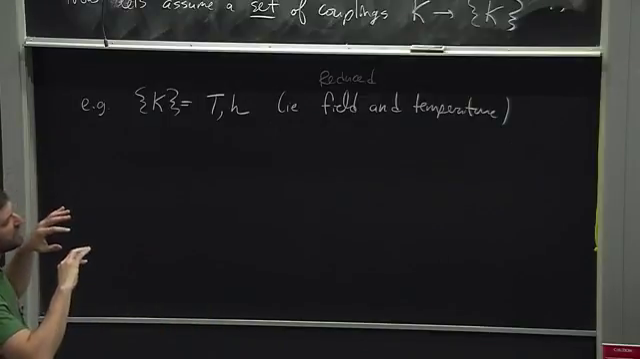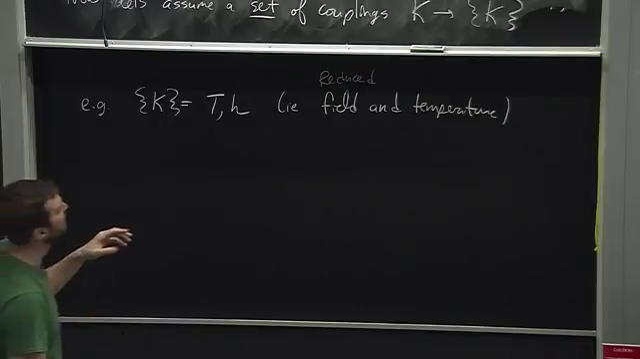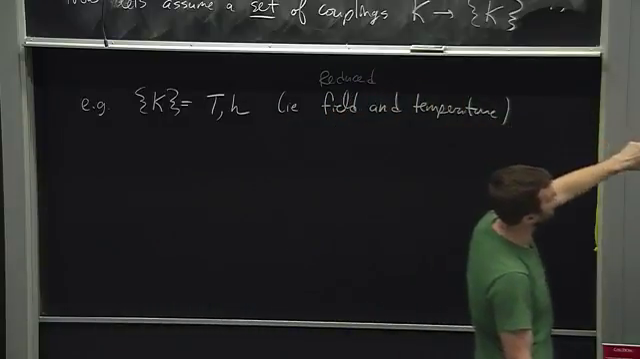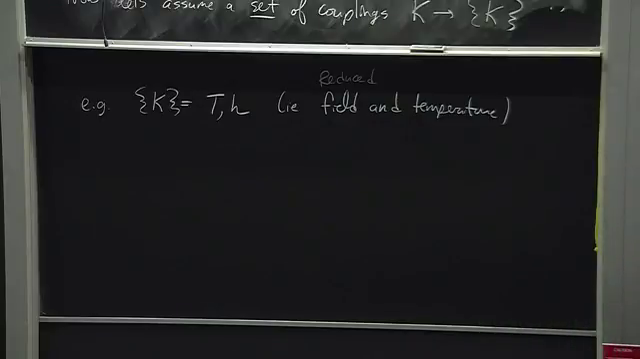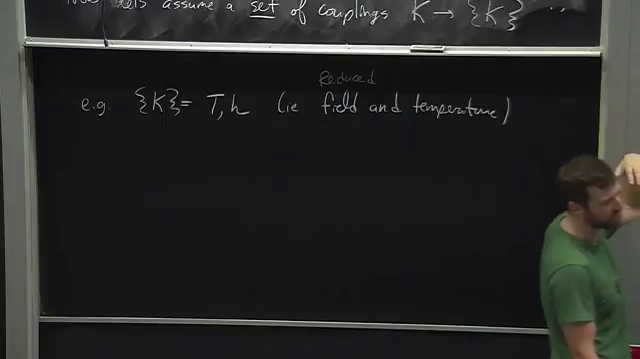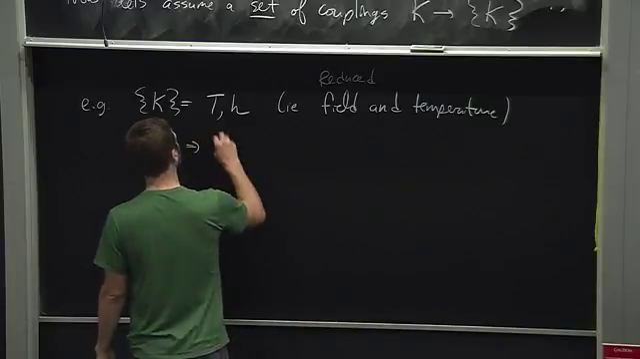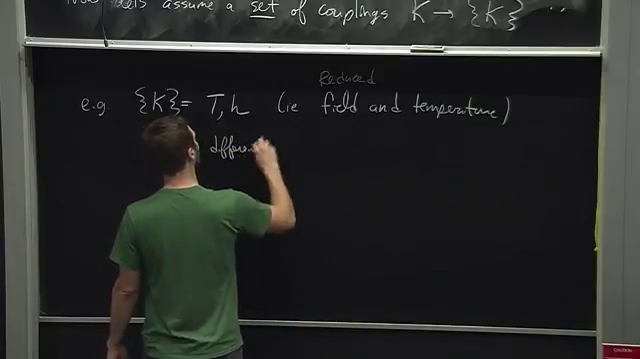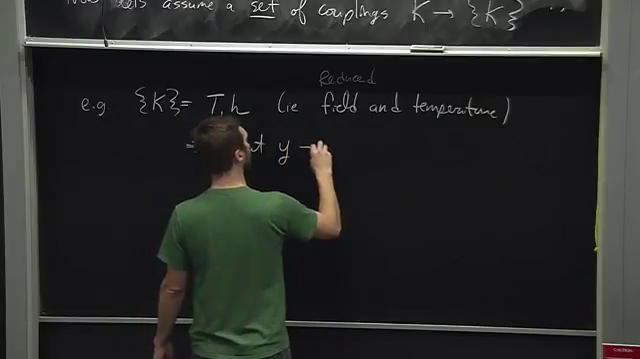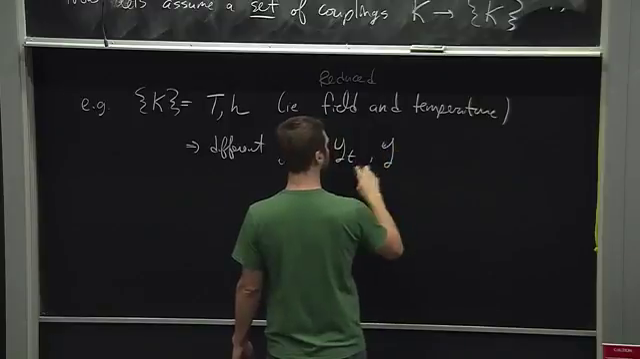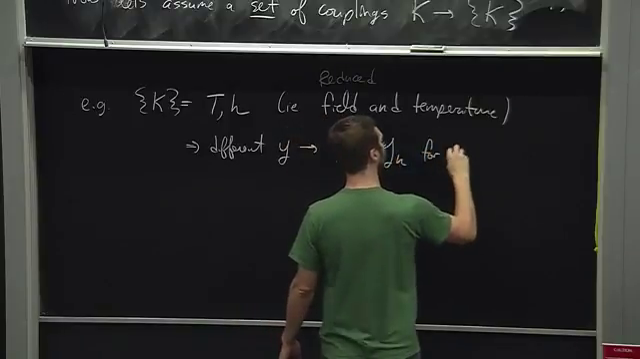Okay, so now I'm going to expand these arguments in this set of couplings. So now I'm going to have different K's. I'm going to have different y's. I'm going to have y's that just correspond to temperature, and I'm going to have ones that correspond to, say, the field. So I could have T, reduced temperature, say reduced field, for example.